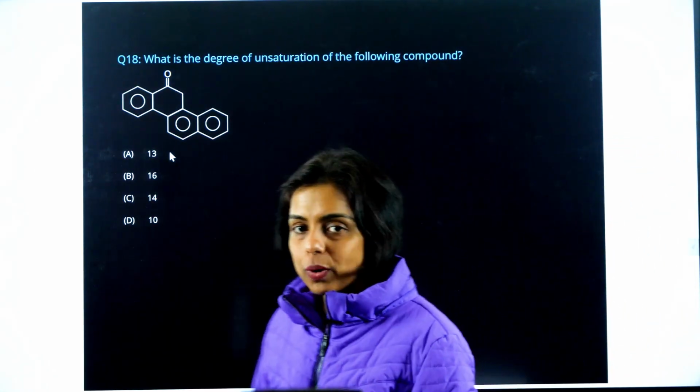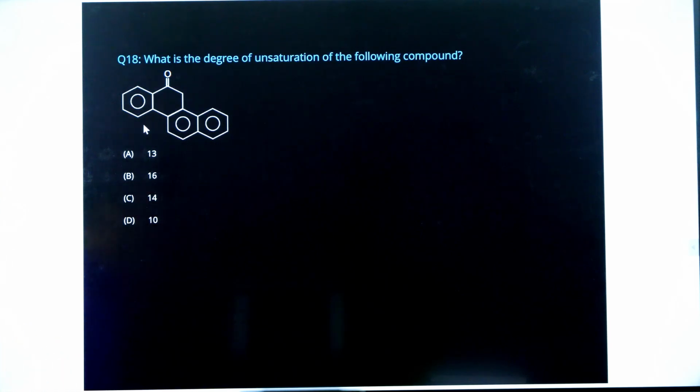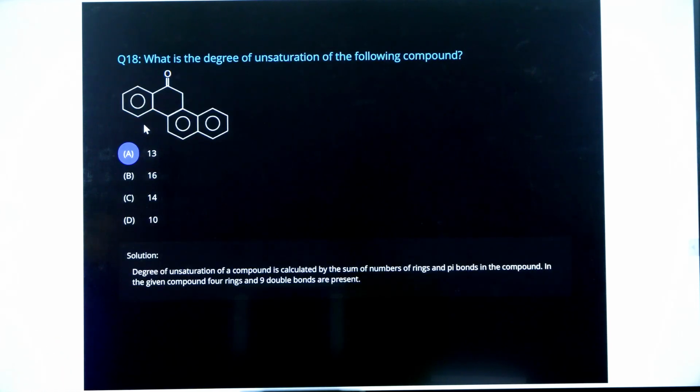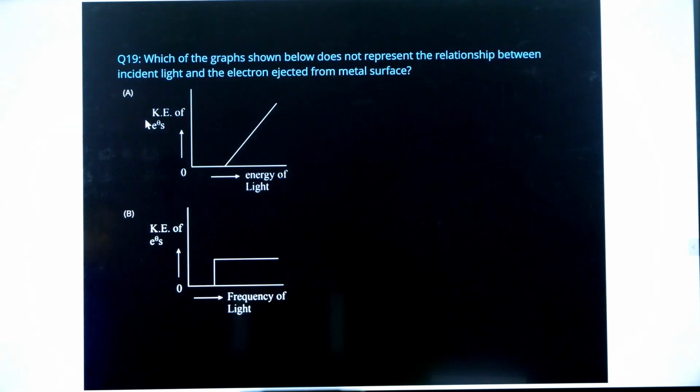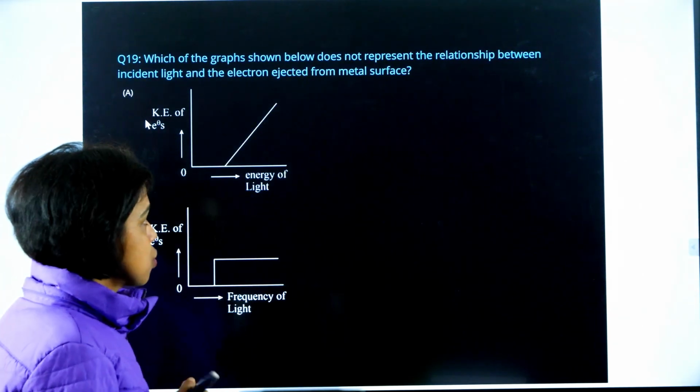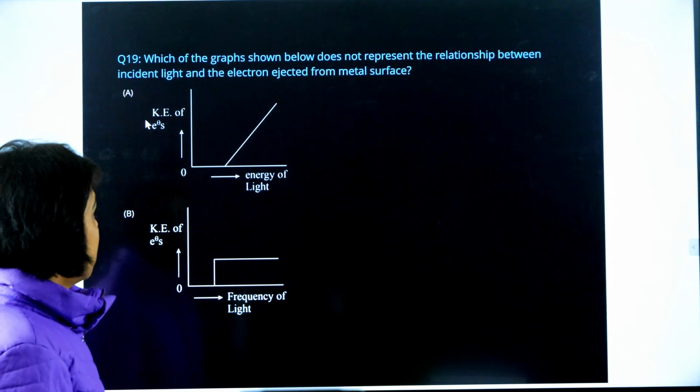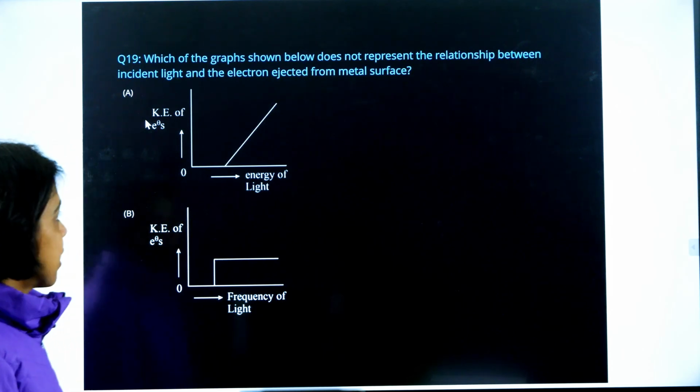Pretty easy, very quick to answer. The answer should be A. Right? A should be the answer. Okay, now the next question please. Which of the following shown graphs does not represent the relationship between incident light and the electron ejected?